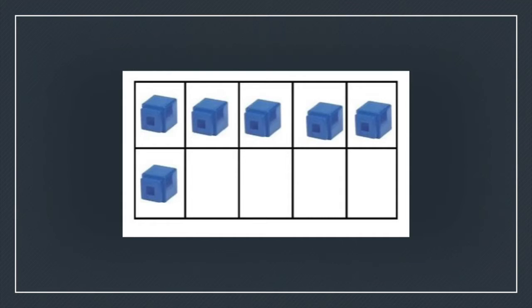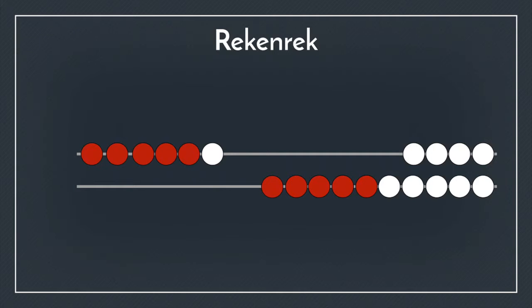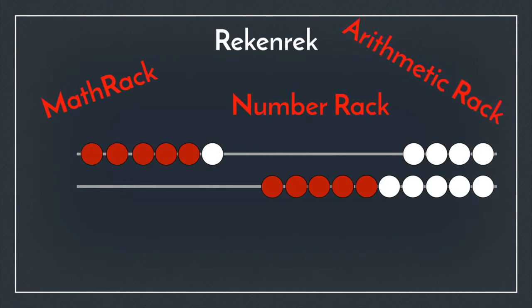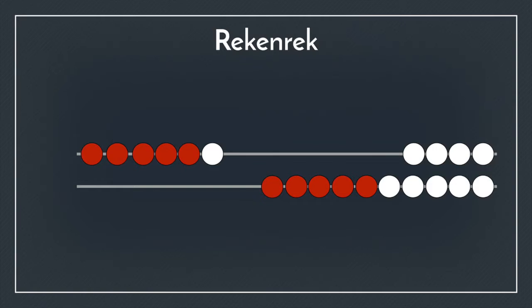Another popular structured manipulative is the Rekenrek. It's also known as a math rack, a number rack, an arithmetic rack, and on and on. I don't even know how many names it has, but no matter what you call it, it's this: beads on two rows, and those beads are different colors, and the color matters.